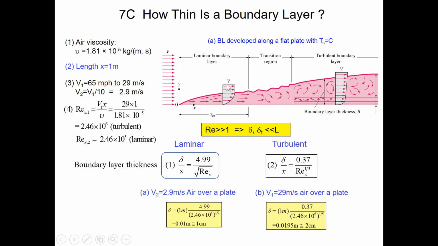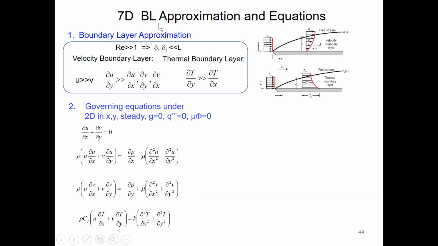This characteristic will be used to simplify the governing equation, the boundary layer approximation and equations. First, the boundary layer approximation states that for velocity boundary layer, the velocity in the x direction is much greater than the velocity in the y direction. The derivative in y direction of x direction velocity is much greater than other derivatives. For thermal boundary layer, the derivative in the y direction is much greater than the derivative in the x direction.